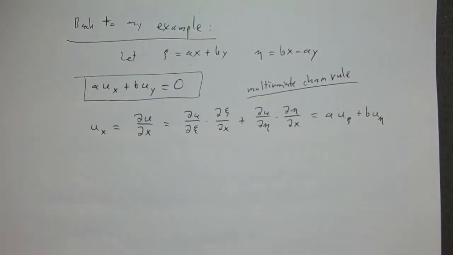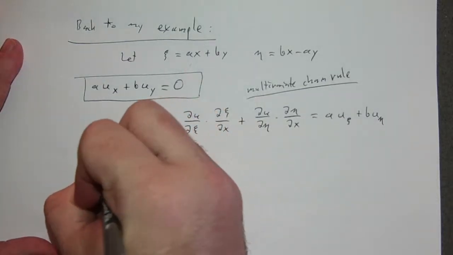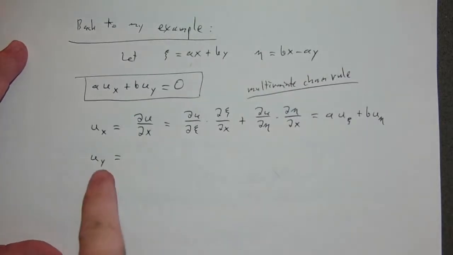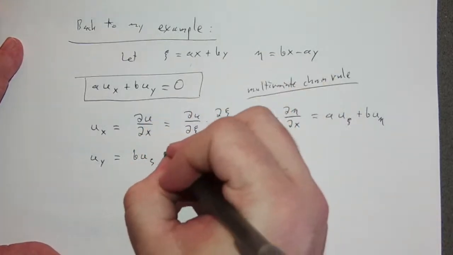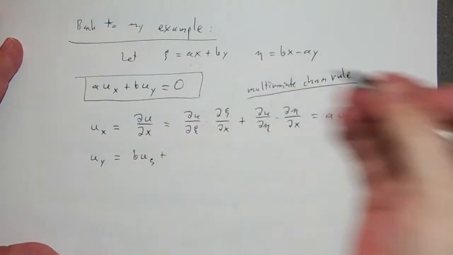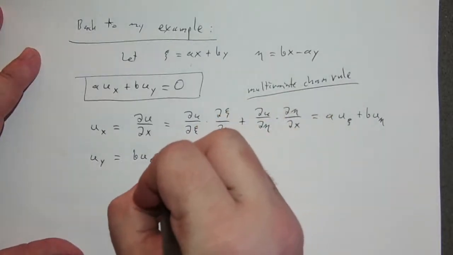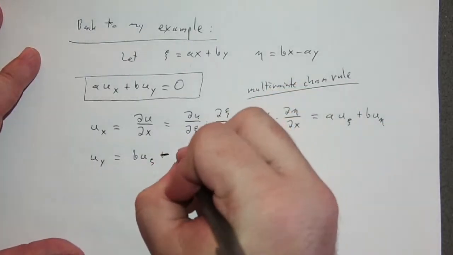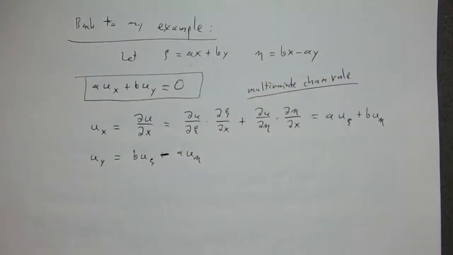Okay. And then similarly, if I do this same sort of computation for u sub y, I get that this is equal to b times u sub ξ minus, not plus, this is a times u sub η. Okay, so you can verify if you want to.